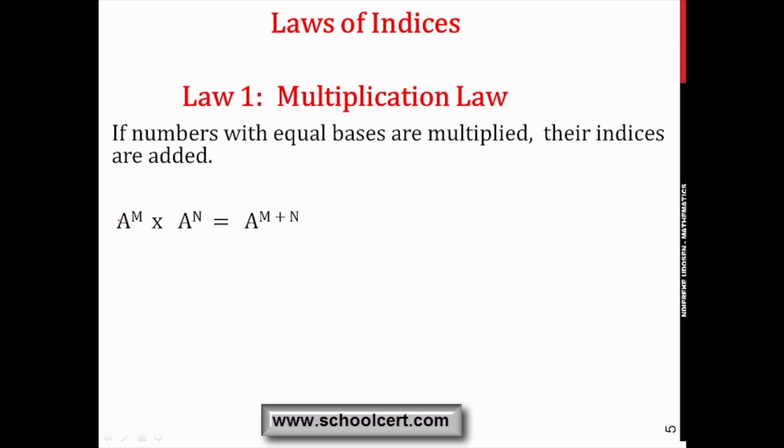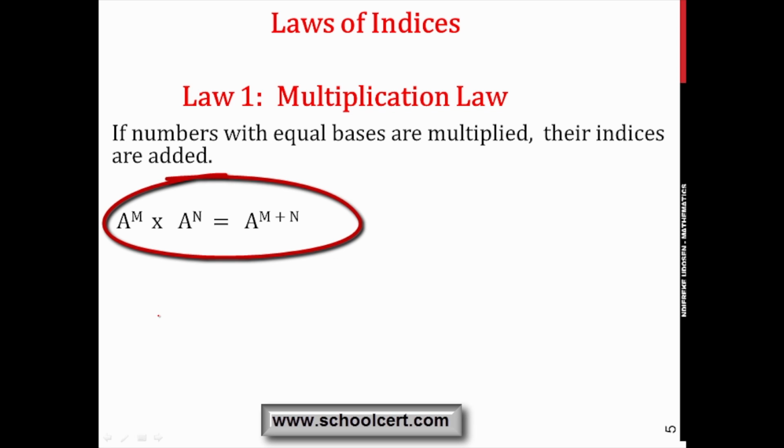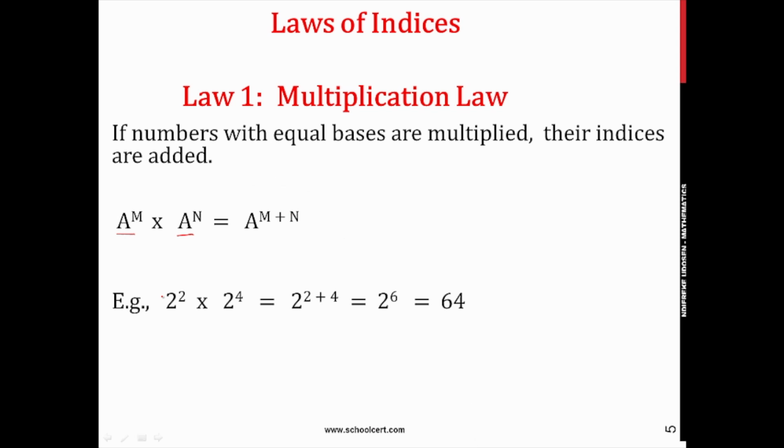If we have a raised to power m times a raised to power n, as we can see, we have equal bases. So what do you do to the indices? You simply have a to the power of m plus n. This is an example. 2 raised to power 2 times 2 raised to power 4. Remember, you have equal bases 2 and 2. Therefore, your answer will be 2 raised to the power of 2 plus 4, which is equal to 2 raised to power 6. And 2 raised to power 6 is 2 times 2 times 2 times 2 times 2 times 2. And the answer is 64.